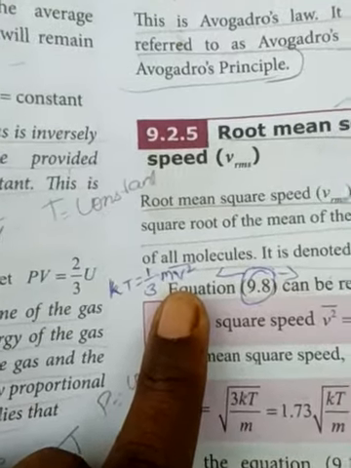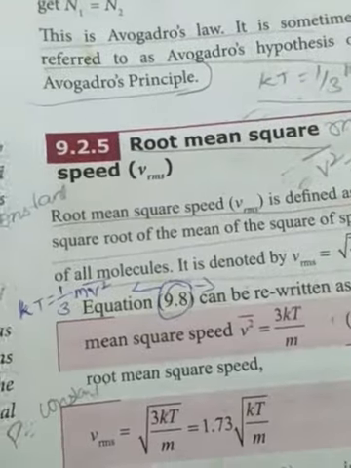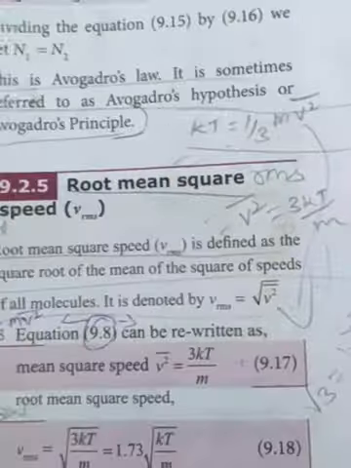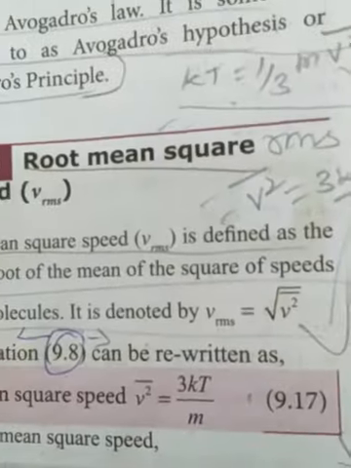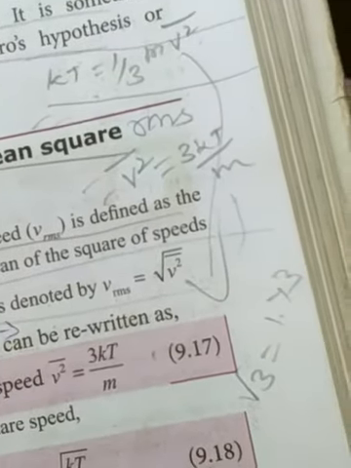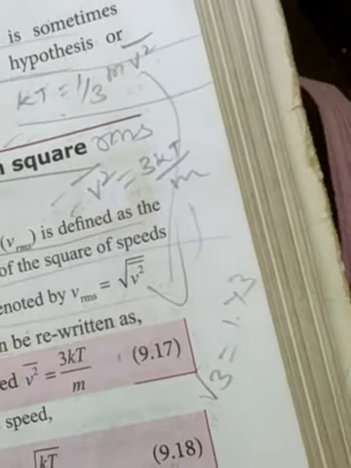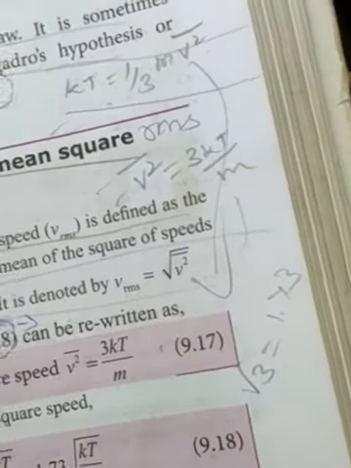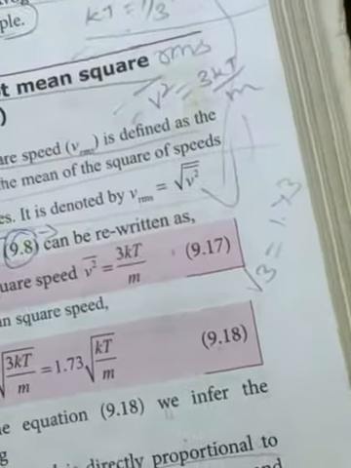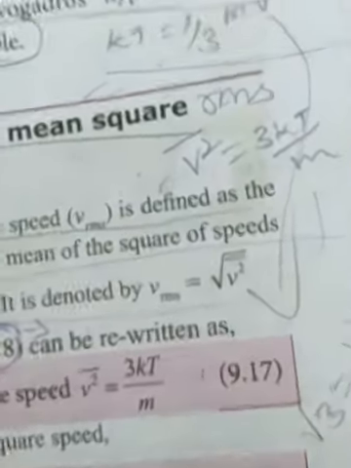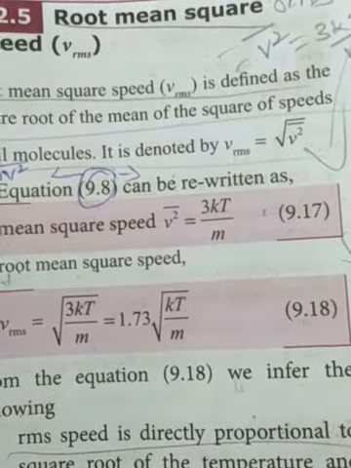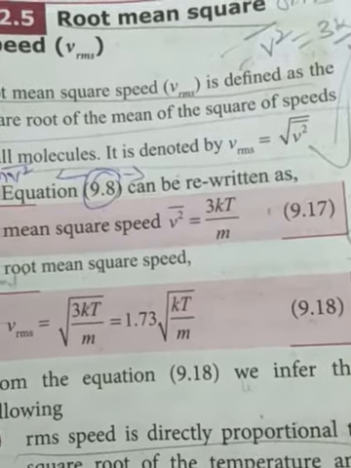The kinetic energy formula KT equivalent to half mv squared. Keep the V squared on this side and move the other terms to that side. Then the equation becomes V squared equivalent to 3KT by M. So 3KT by M is the mean of V squared. Now we substitute in the formula for VRMS: VRMS equivalent to root of 3KT by M. So you have to take the root of the 3KT by M. What value comes?